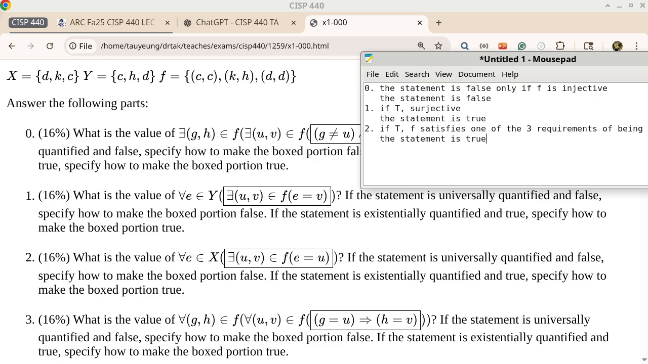All right. We don't even know whether it's a function yet, because remember, this is one of the three requirements for F to be a function. So we don't even know whether F is a function. I mean, you can eyeball and say that it is, but it is surjective and injective. Yes.